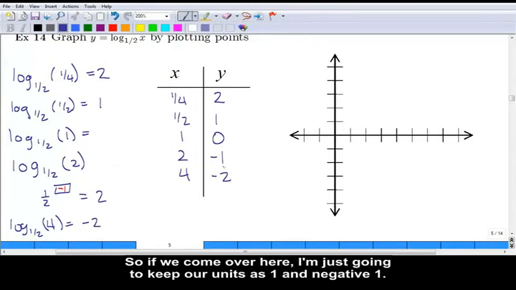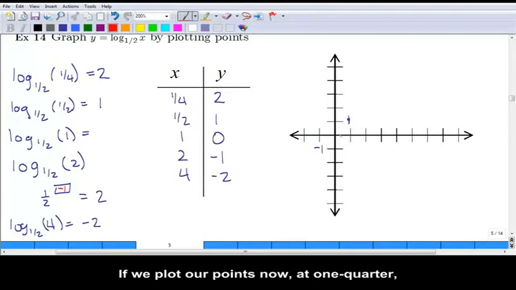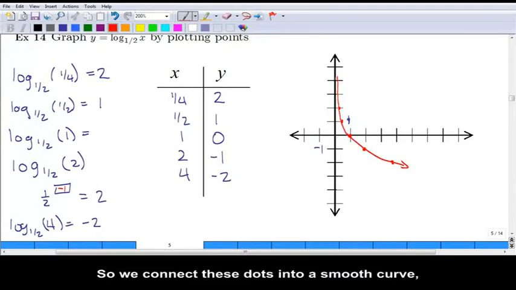So if we come over here, I'm just going to keep our units as 1 and -1. If we plot our points now, at 1/4, which would be about here, I am up at 2. At 1/2, I am at 1. At 1, I am at 0. At 2, I am down at -1. And at 4, so 3, 4, I am down at -2. So if we connect these dots into a smooth curve, we end up seeing something that looks like this.